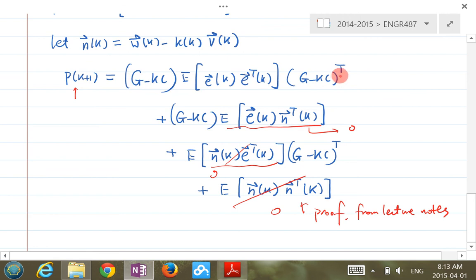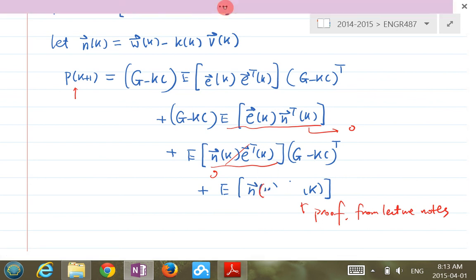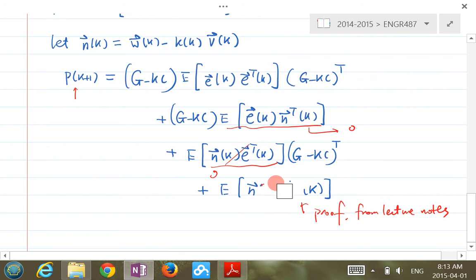Oh, I'm sorry. What am I doing here? Yes, this guy's not 0. If this is 0, then it's gone too simple. This guy's not 0. Well, it makes sense, right? Because this is n times its own transpose, right? So there's definitely correlation there. So what is this guy here then?